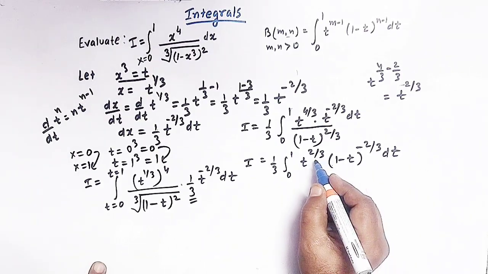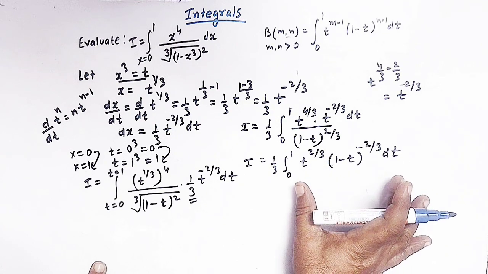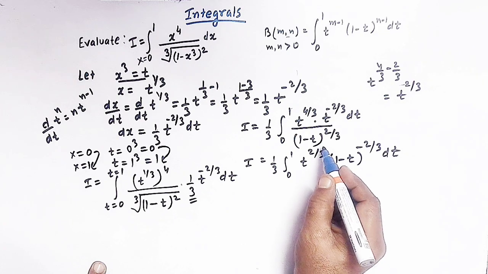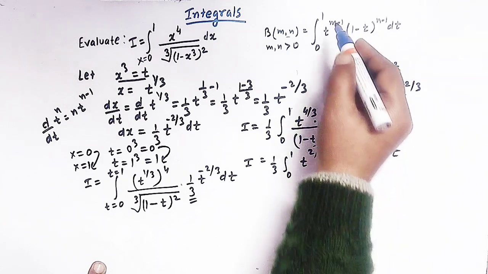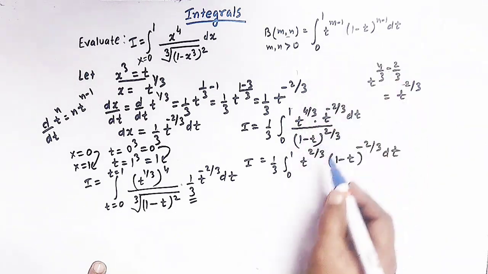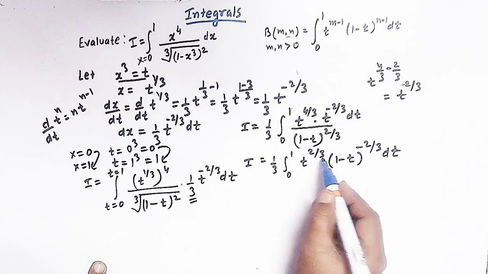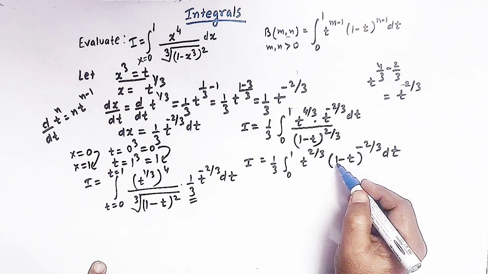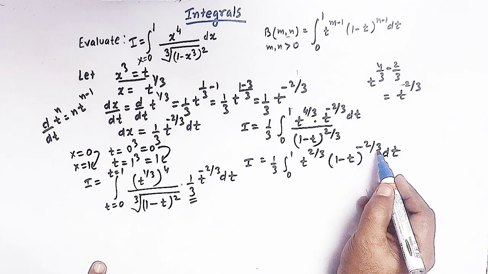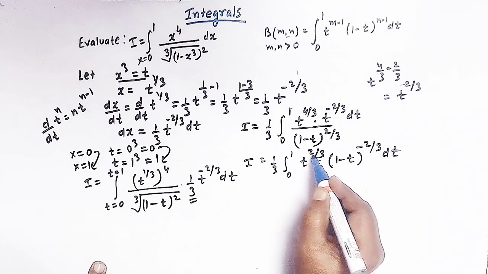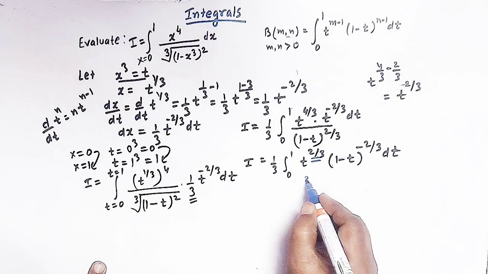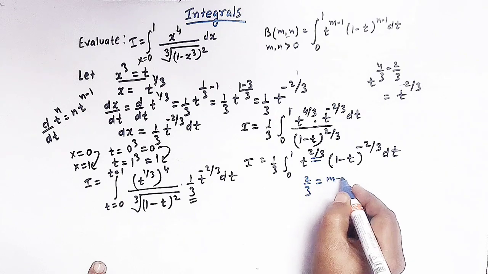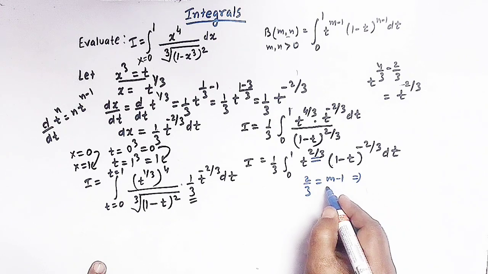So now what we have to do, if we compare this integral and this integral, then we can easily conclude that here we have t raised to m minus 1, and here we have 2 over 3, and here we have (1 minus t) raised to n minus 1, and here we have (1 minus t) raised to minus 2 over 3. So let us write this exponent, that is 2 over 3 is equal to m minus 1, right? So we can solve this equation.